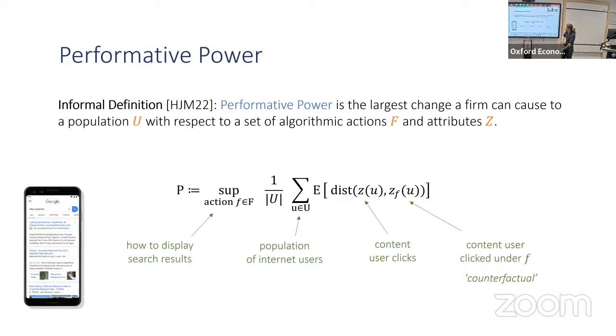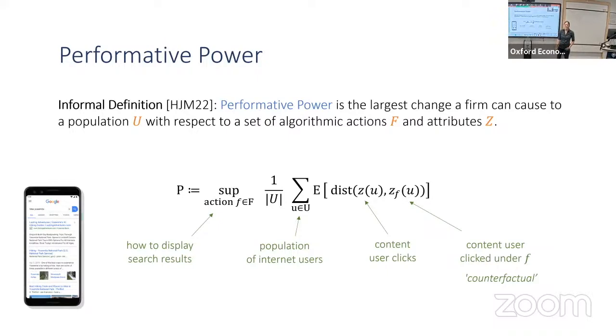Yeah, that's exactly the right question as well. That's why F is here. It's a set of actions. You are going to specify what you consider plausible actions within the agency of the firm that they could do without, say, hurting their profit. You can define it as non-profit-decreasing actions, for example, or a certain threshold.